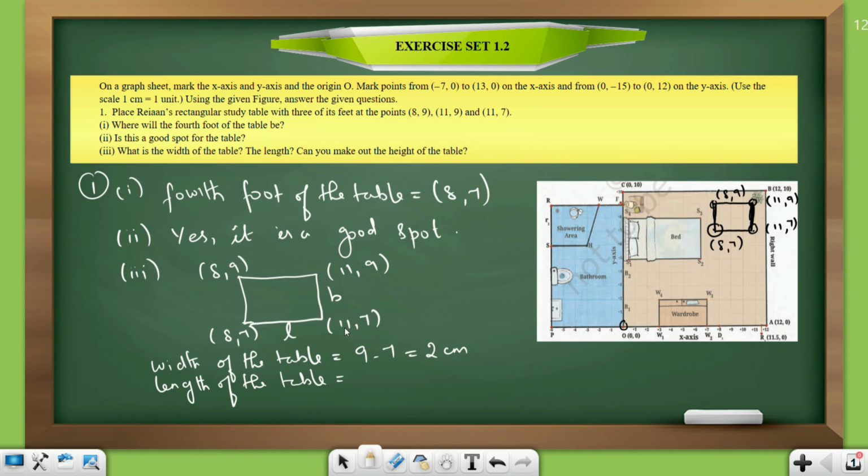to find the length of the table, we consider these two points. The points are 8 comma 7 and 11 comma 7, where our x coordinate is what matters. The x coordinates are 11 and 8. So 11 minus 8 is equal to 3 centimeters.